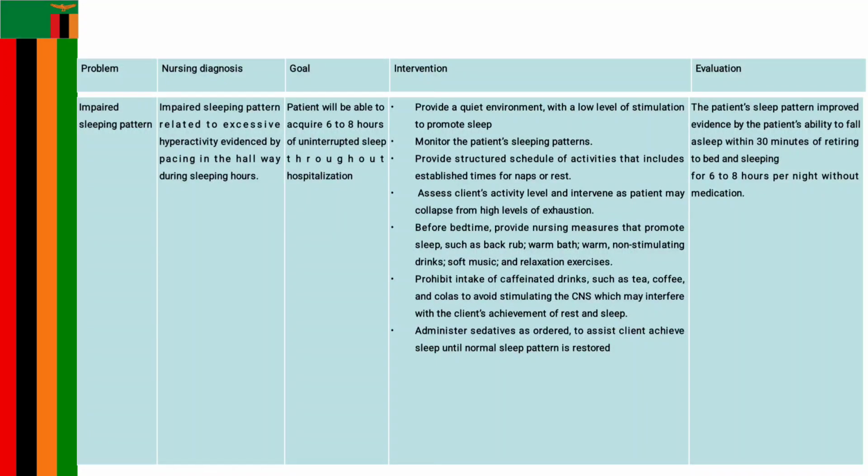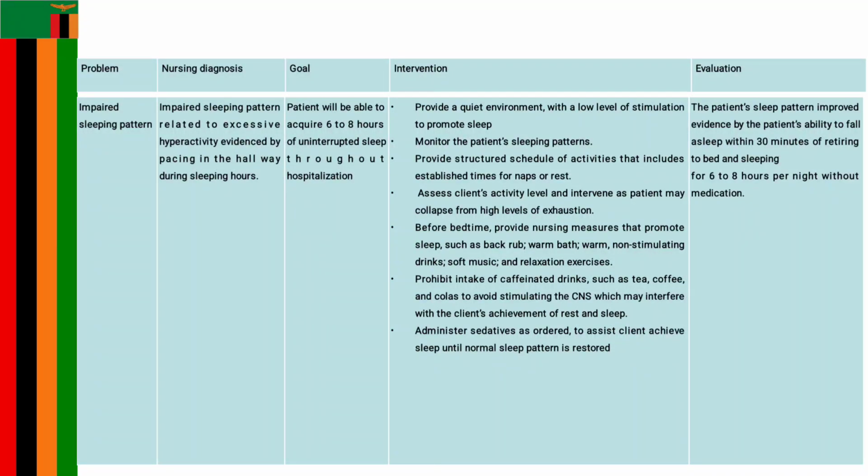The other problem we can talk about is impaired sleeping pattern. Patients with mania have insomnia. So the problem, we can phrase it as impaired sleeping pattern. And the nursing diagnosis, you can say impaired sleeping pattern related to excessive hyperactivity, evidenced by pacing in the hallway during sleeping hours. Then in terms of the goal, you can say the patient will be able to acquire 6 to 8 hours of uninterrupted sleep throughout hospitalization.